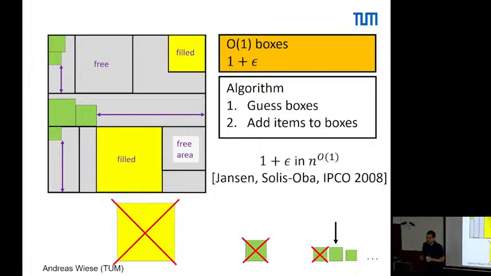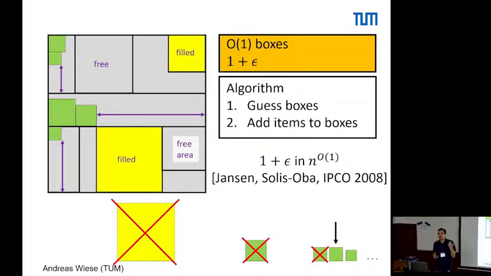Good. So this gives you a 1 plus epsilon approximation algorithm in polynomial time, as shown by Jansen and Solis-Oba. I would like to mention that if you read the paper, it's not written from this viewpoint, so now I'm looking at their result from a slightly different angle, but conceptually this is exactly what they're doing in the paper.